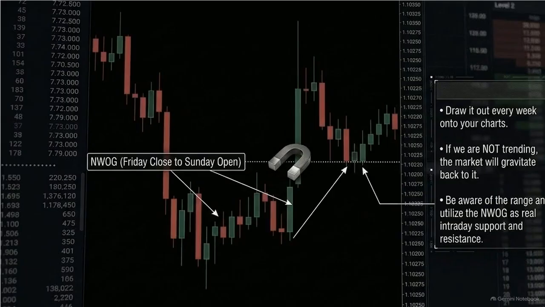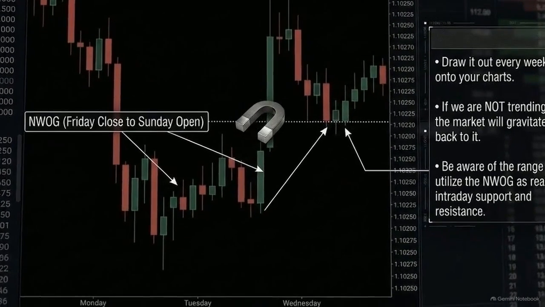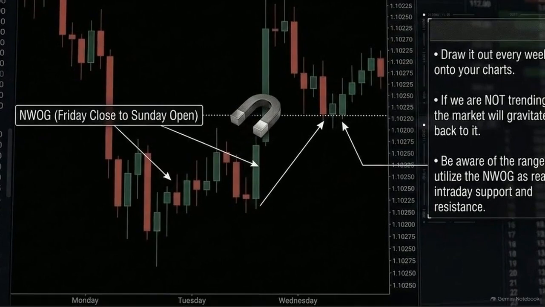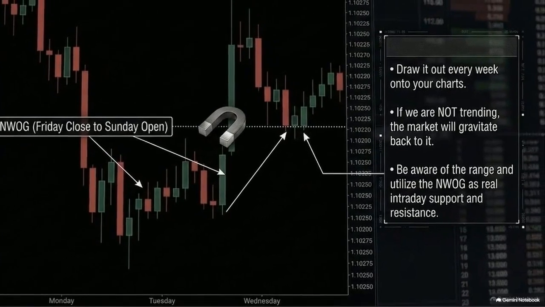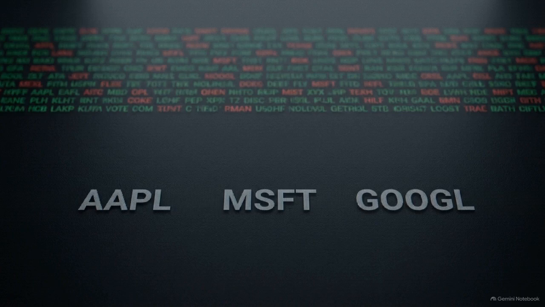We map the new week opening gap, or NWOG, the void between Friday's close and Sunday's open. In a consolidating environment, this gap acts as a massive price magnet. The market repeatedly gravitates back, treating this exact zone as hard intraday support and resistance. Before analyzing a trade setup, we've established the dollar's trend and mapped the weekly price gravity. The system has already filtered out the vast majority of market noise.